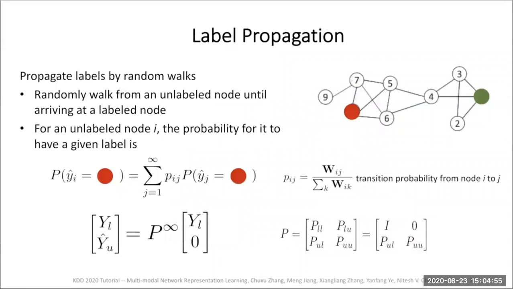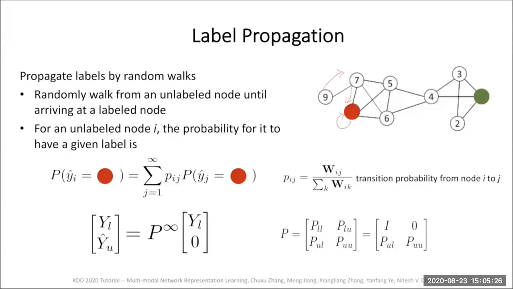And in order to propagate the labels, random walks were conducted on the graph. We show one example. Say, from the unlabeled node, node 9, we can take a random walk to node 7. And from node 7, we can go to a labeled node here. Once we arrive at this labeled node, we will stay with it. We will not go to any other place.